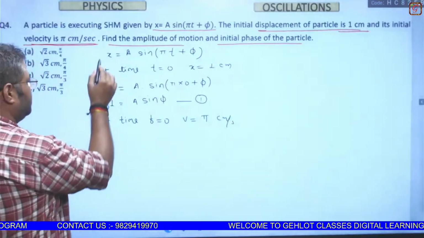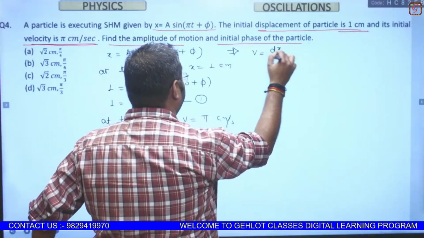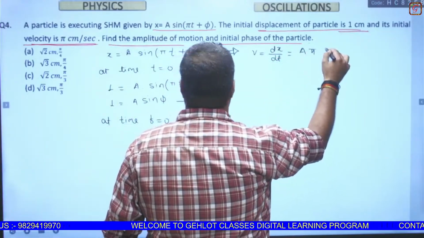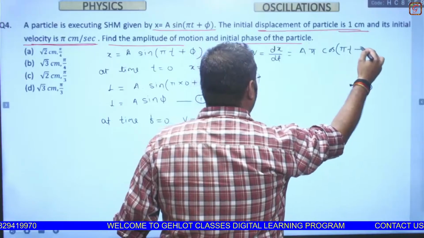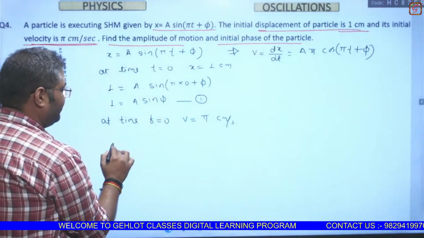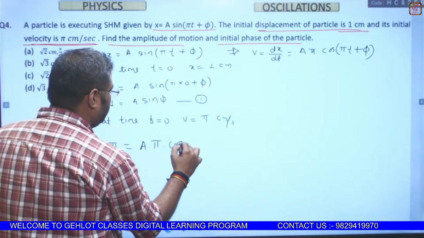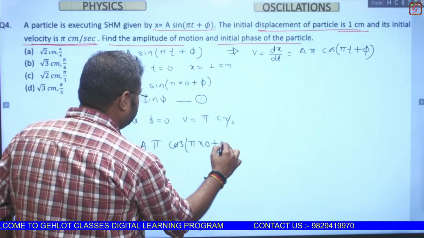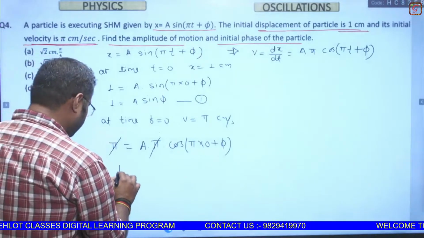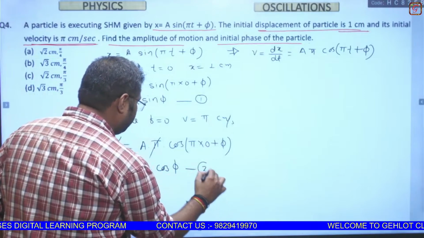But we all know the velocity. So the term velocity v can be written as dx upon dt, and this will become a into pi into cos(pi t plus phi). So in this equation v can be written as pi. So pi is equal to a into pi into cos(pi into 0 plus phi). So pi will cancel, and this will become 1 is equal to a cos phi. This is equation number 2.